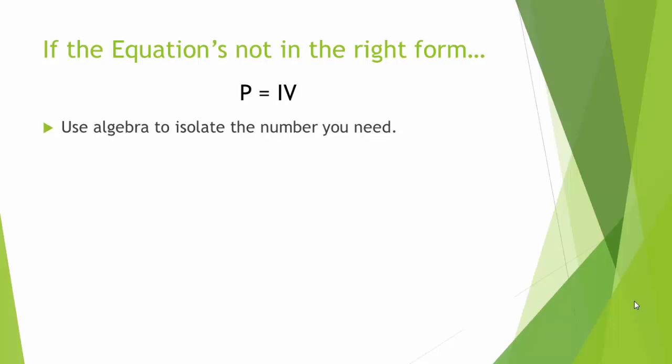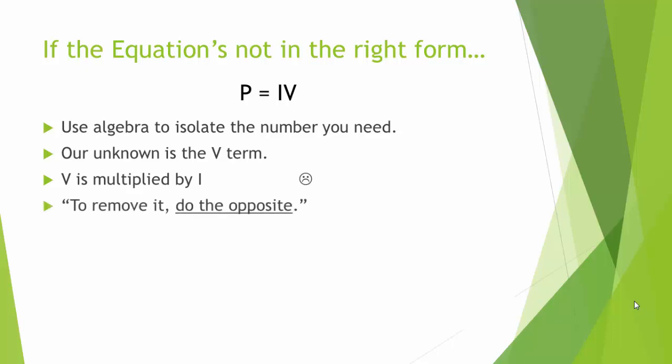So how do we get it alone? Well, the answer is we figure out what's wrong. So what is wrong here? V is multiplied by I. This is inconvenient, but not a huge problem. Anytime we identify that problem like that, we need to do the opposite. That's right. So to remove that I, we have to do the opposite.